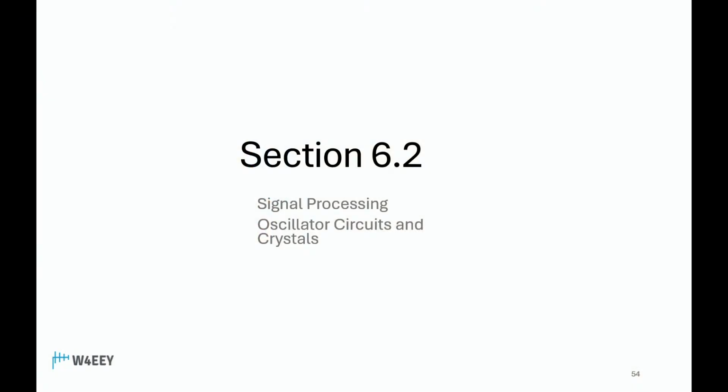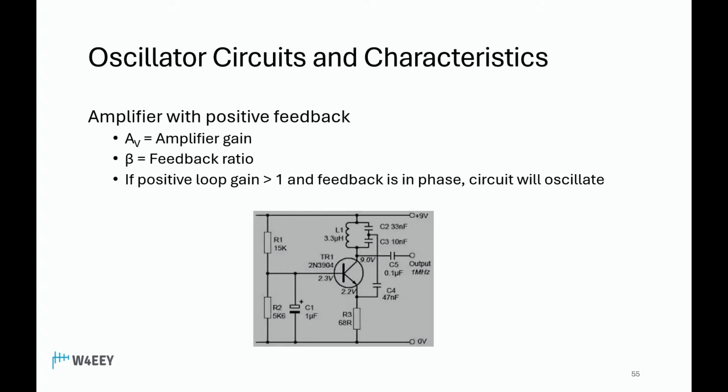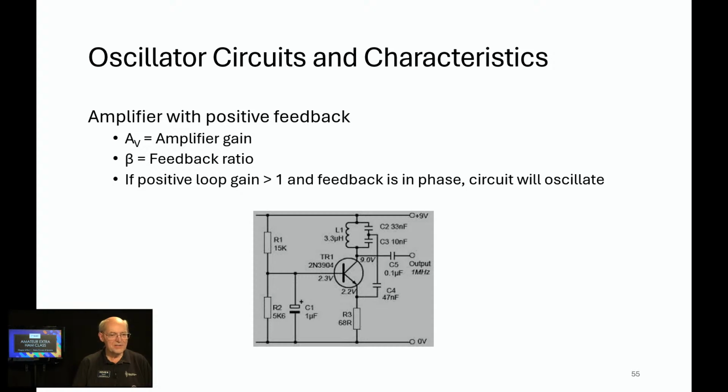Okay, well, we're back after our break. We're going to be looking at section 6.2 now, continuing our discussion on circuits used in amateur radio. First thing we're going to talk about is oscillator circuits, and we're going to jump around a little bit. We're going to tell you about some instability and bad things that can happen with oscillation, and then get into the good things that we can do with oscillators.